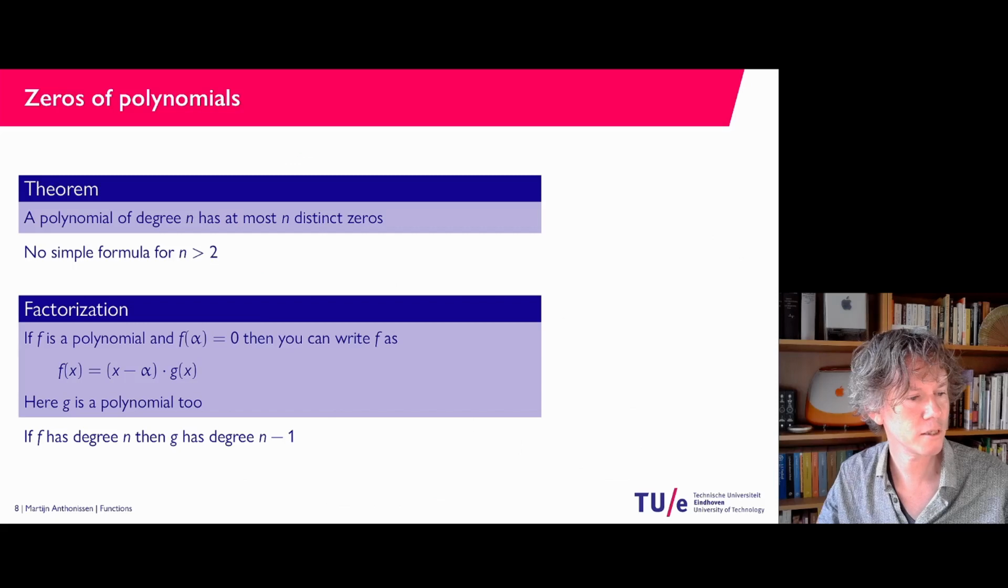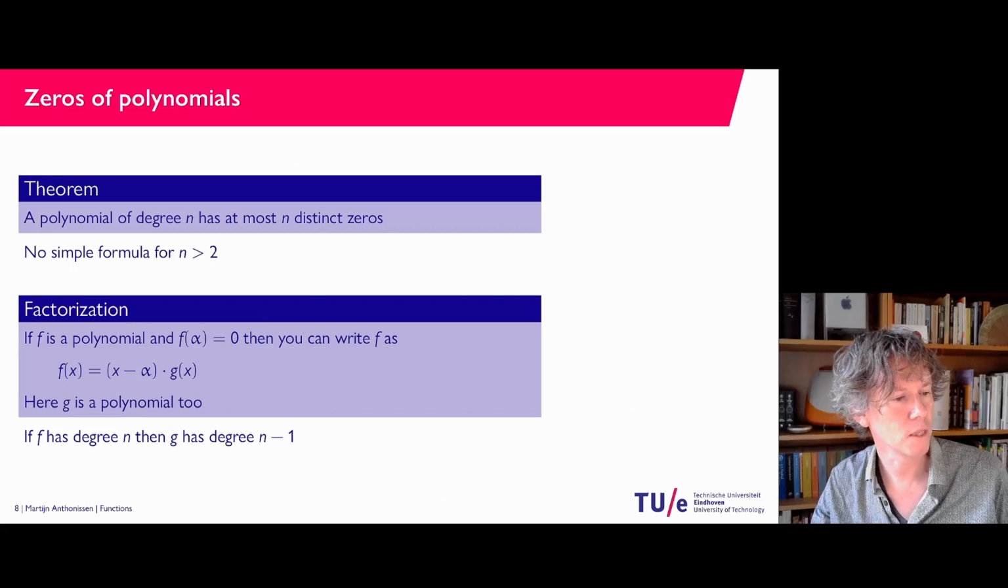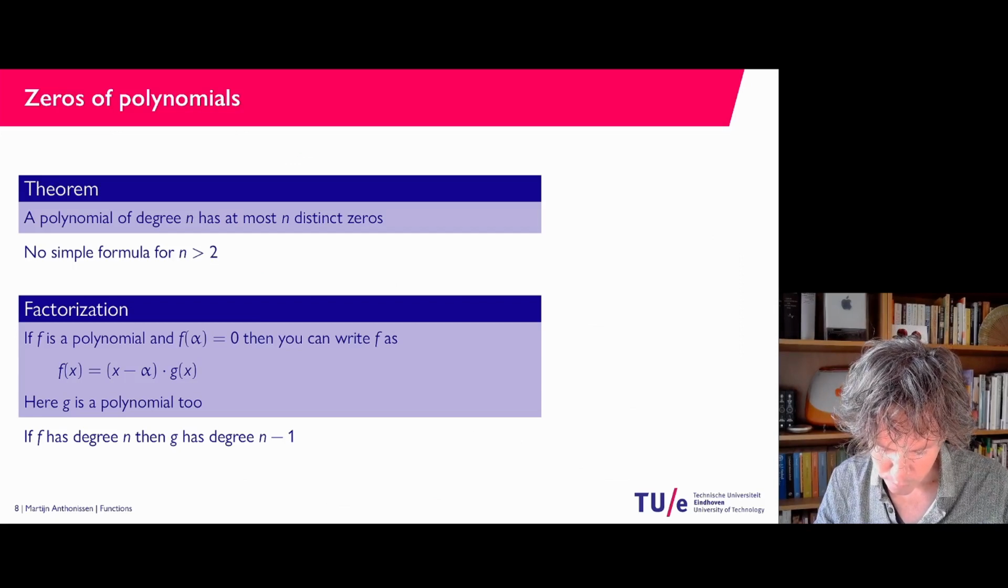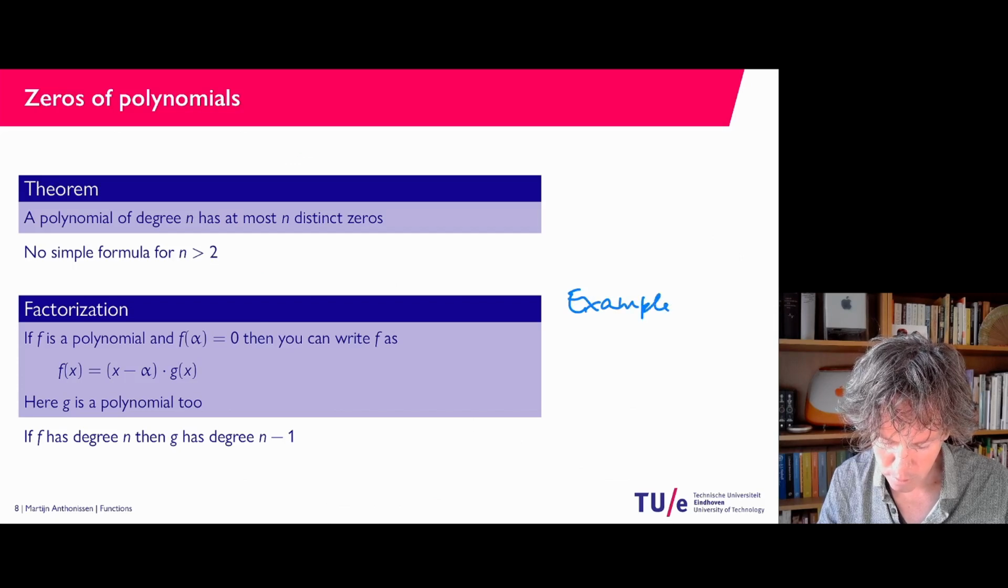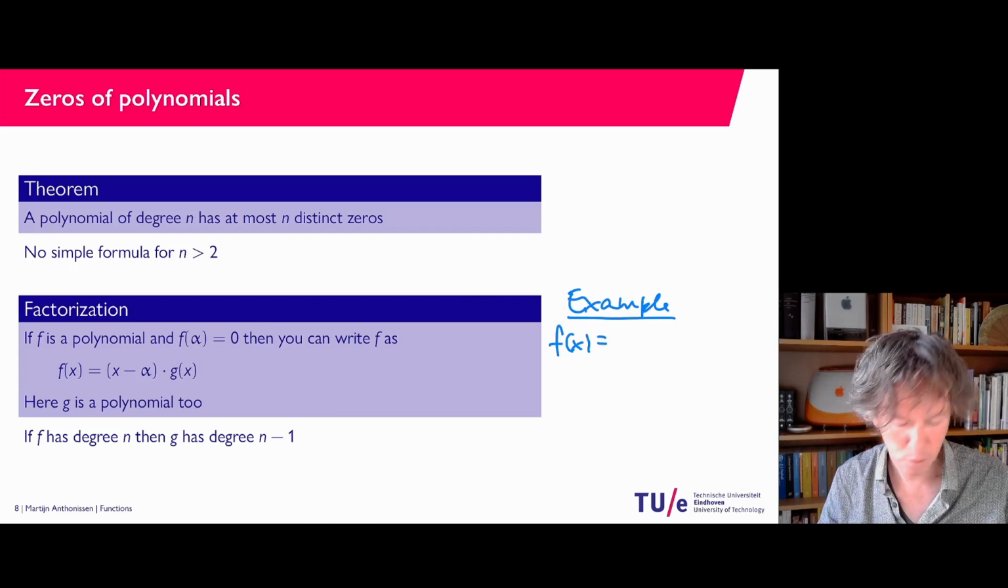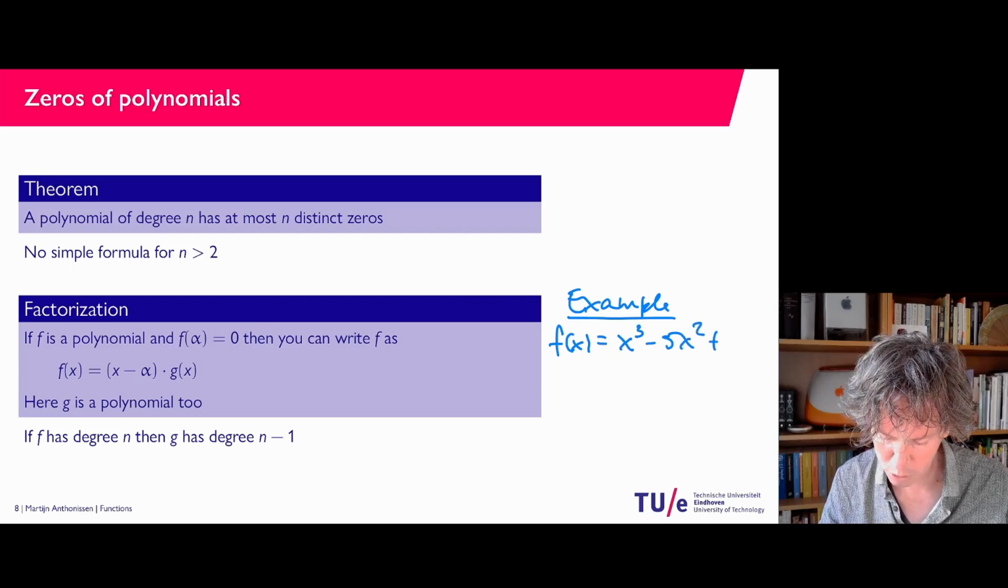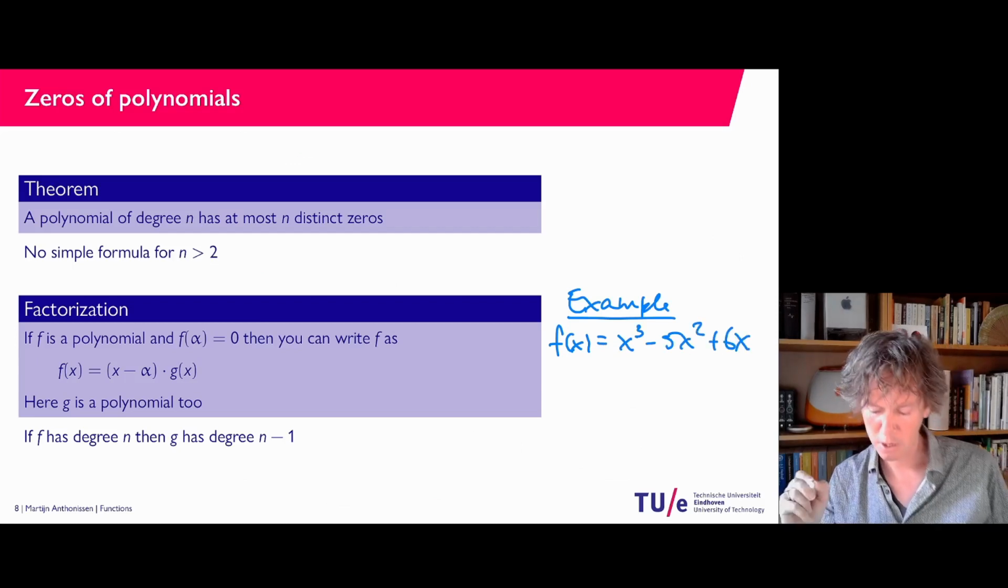So let's have a look what that means and look at some examples. So for instance, in blue example, f of x equals x to the power 3 minus 5x squared plus 6 times x.